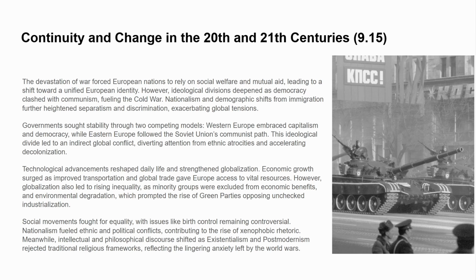Social movements fought for equality, with issues like birth control remaining controversial. Nationalism fueled ethnic and political conflicts, contributing to the rise of xenophobic rhetoric. Meanwhile, intellectual and philosophical discourse shifted as existentialism and postmodernism rejected traditional value frameworks, reflecting the lingering anxiety left by the world wars. Same story as always, where people reject the old and bring in the new.